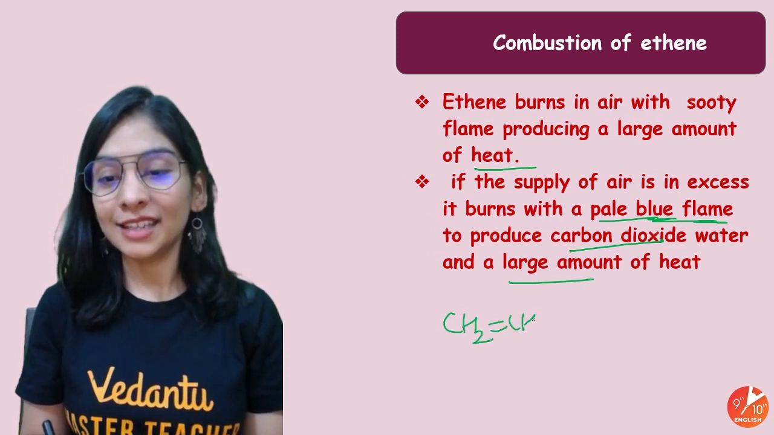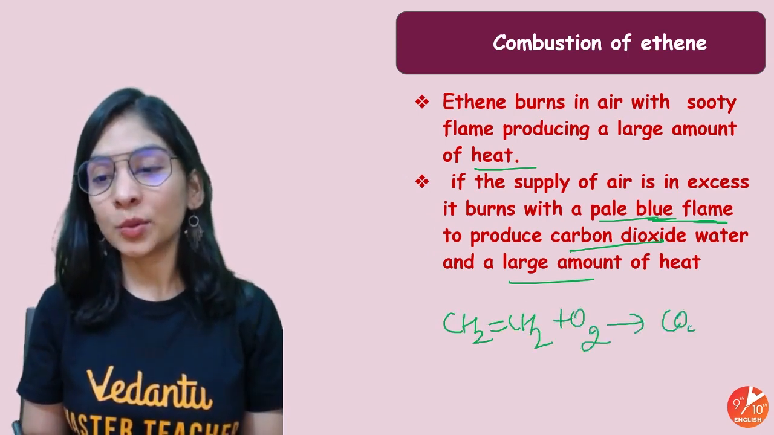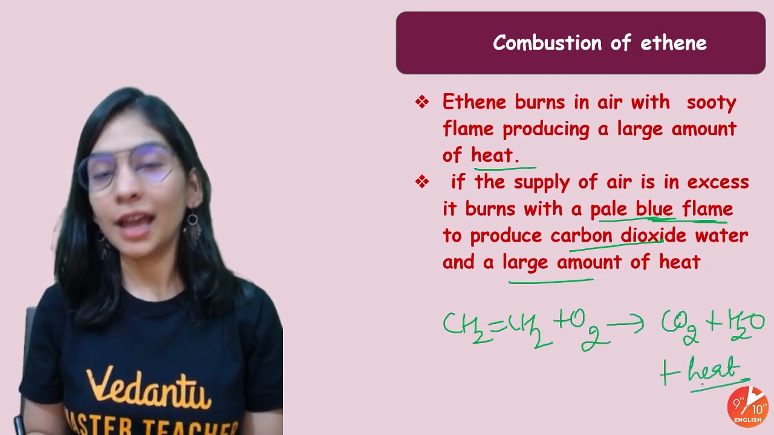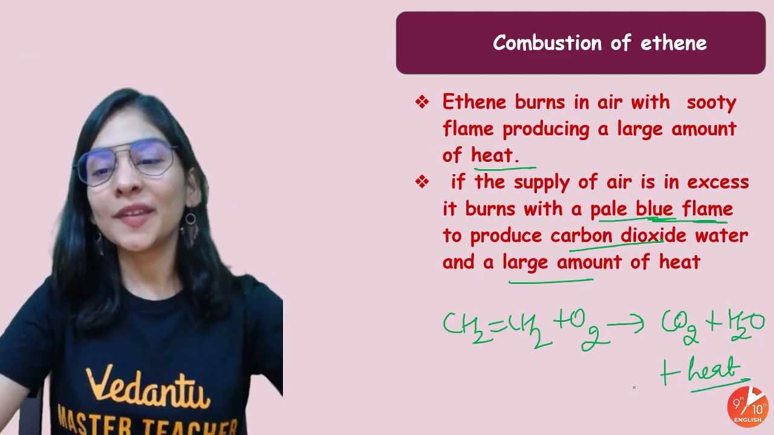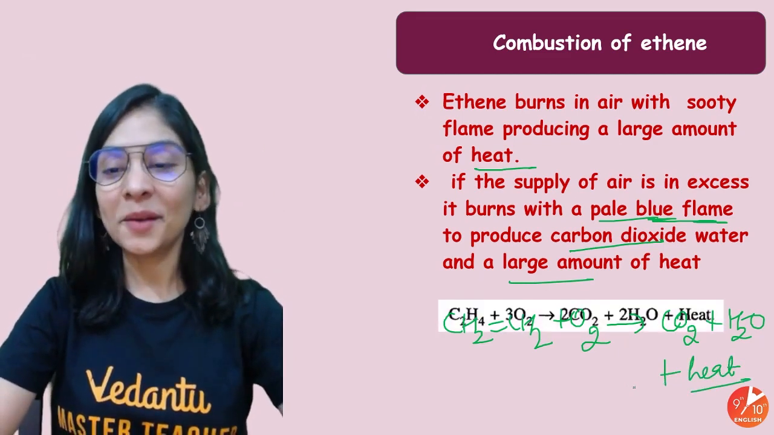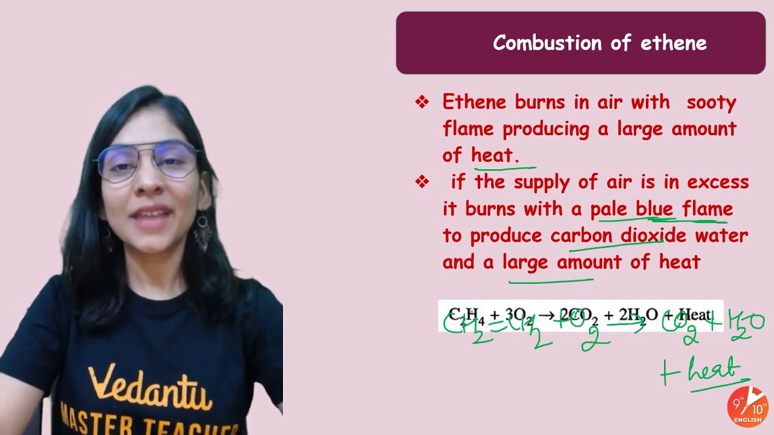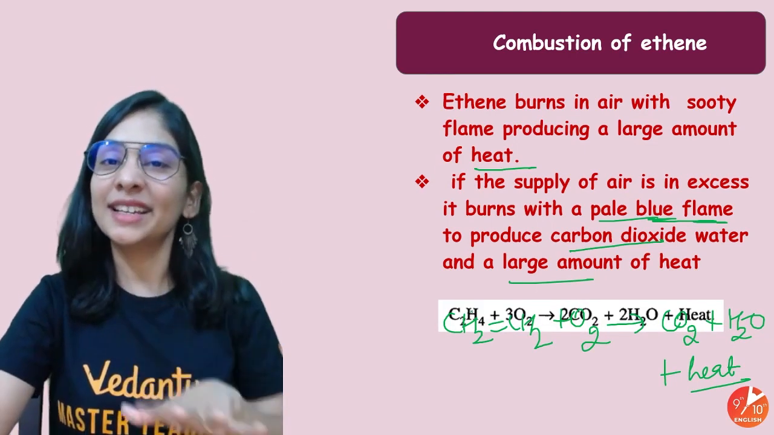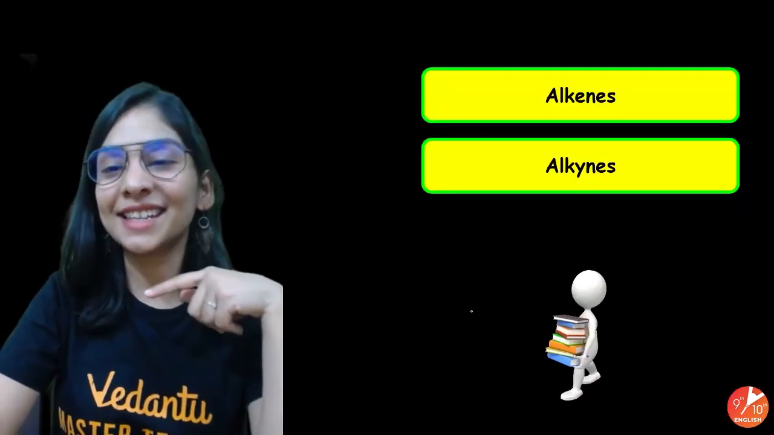CH2 double bond CH2. You can write C2H4 also. In presence of air, it will give you CO2, H2O, and definitely heat. Yeah, you can balance the reaction. This much work you can do. Do let me know in the comment section as well. See, it's written also. Okay, so like, ma'am, our hard work is now becoming less because you ultimately tell us what will happen. So it's written in that form.